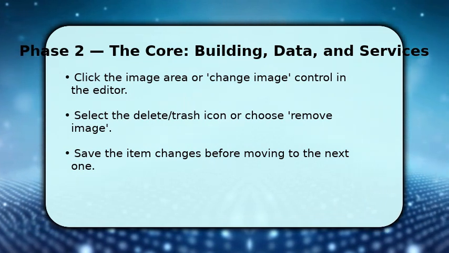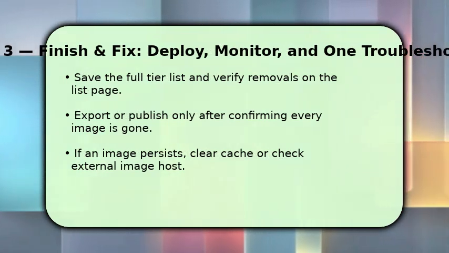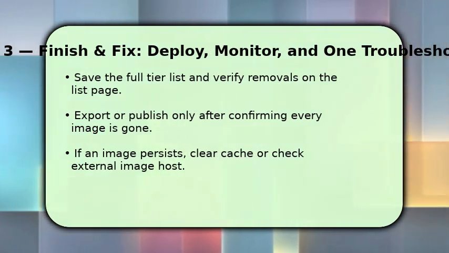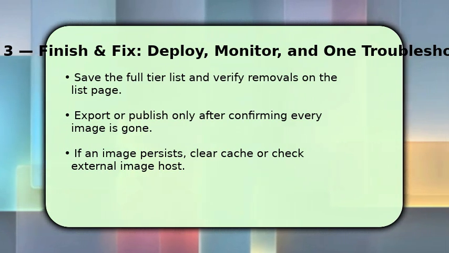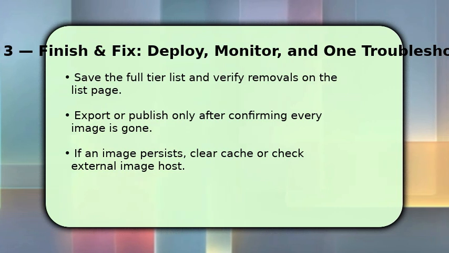After removing images from all target items, save the overall tier list and reload the list page to confirm the changes. Once verified, export or publish the updated list. If an image still appears, make sure to clear your browser cache and reload.